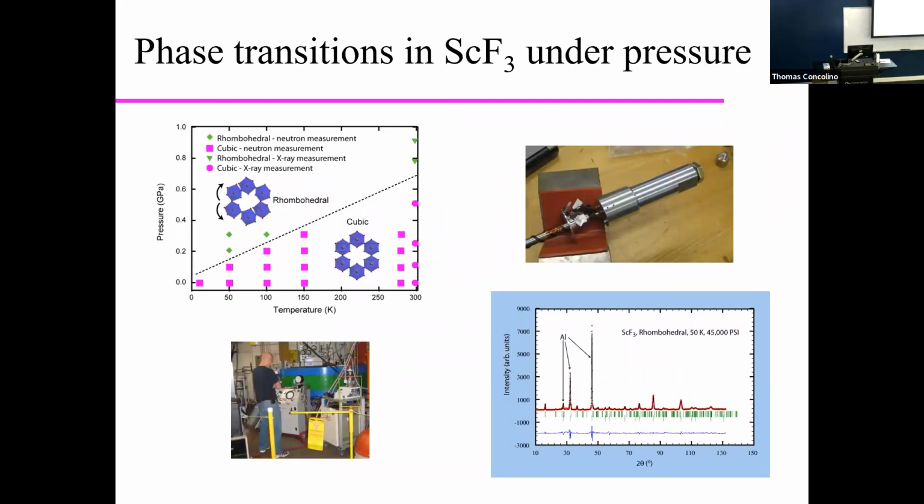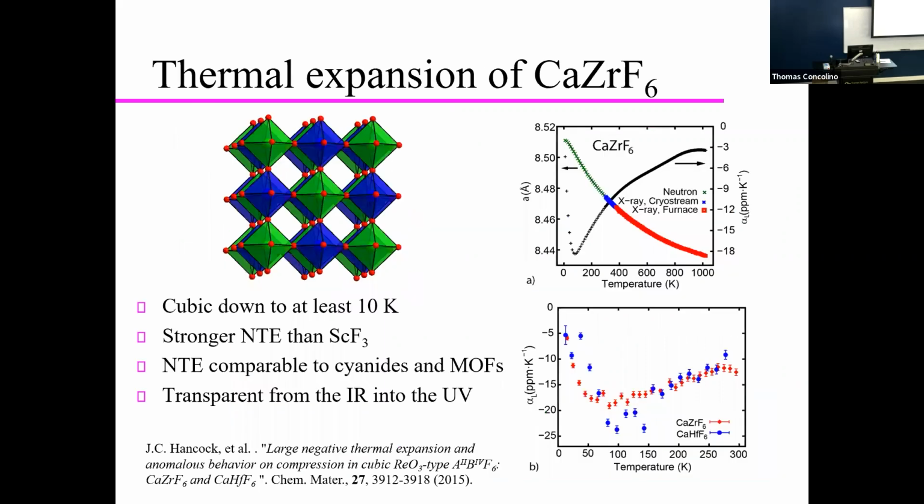I said that we study our materials under pressure. We did this for scandium fluoride as well. And here, to give you some scale, this is a pressure cell about this round, made from aluminum metal, and about this long. You have to put a beam through an inch of aluminum if you're going to do diffraction.